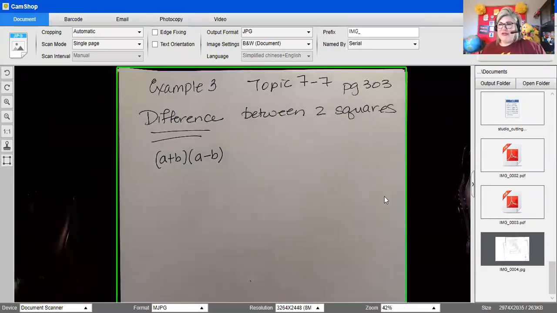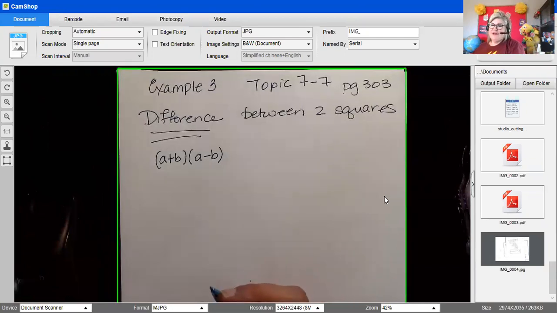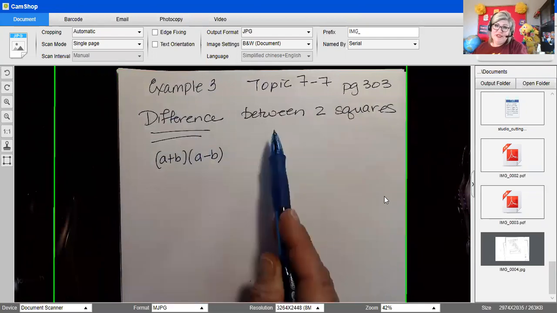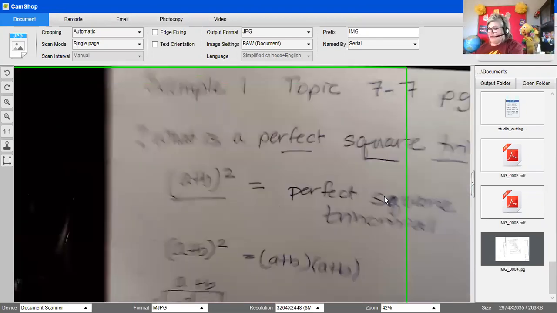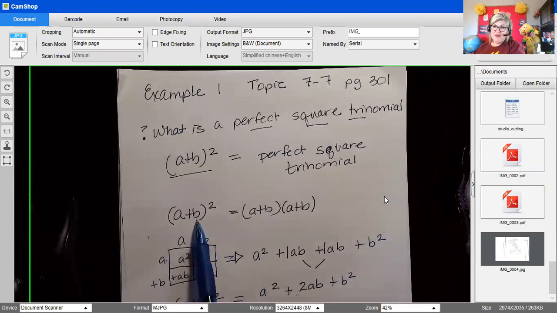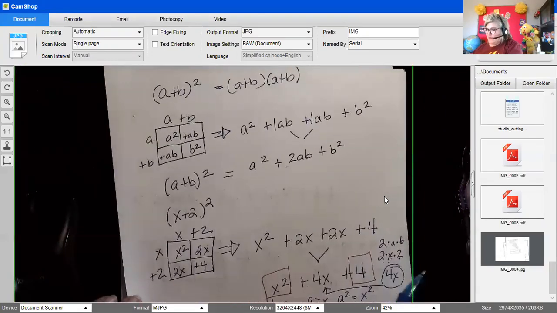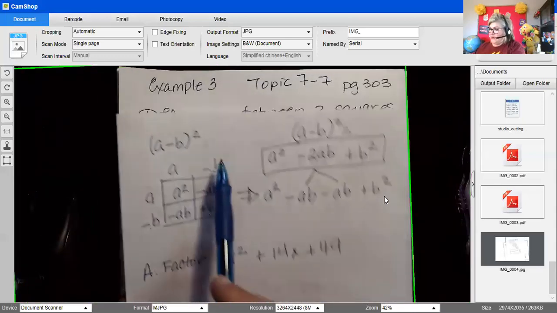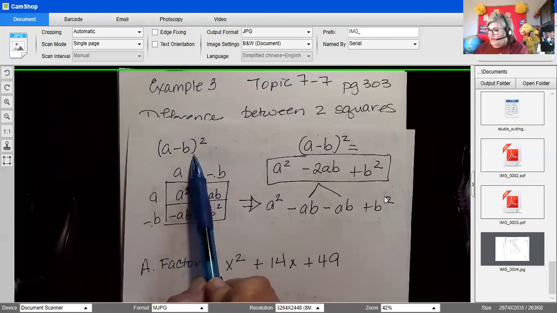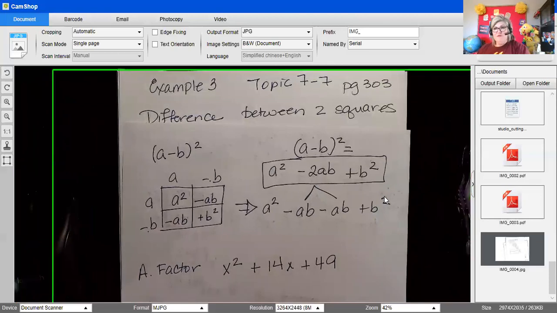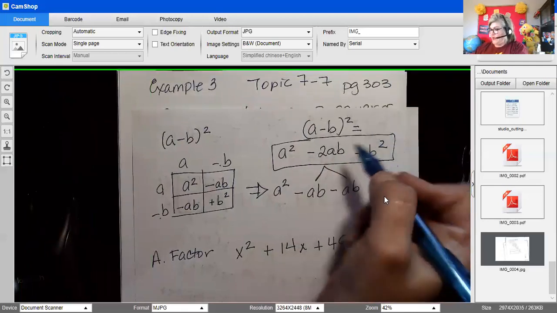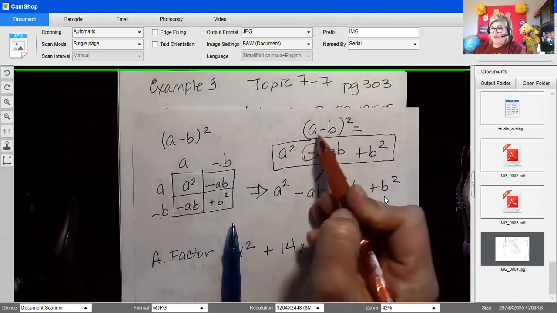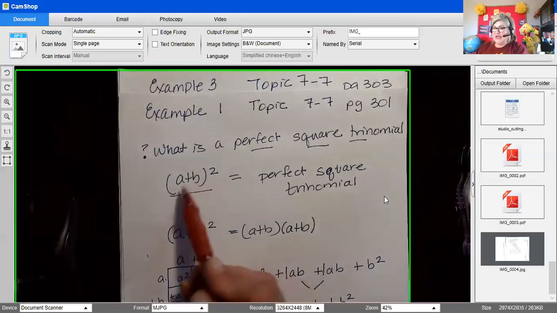Hello again. So now we are going to deal with example 3 on topic 7.7, and it's the difference between two squares. In our previous examples, we had (a + b) squared, and we also looked at (a - b) squared, and we saw that they follow a very specific model. They both follow a squared, 2ab, plus b squared, and it depends upon this sign right here as to whether it's (a - b) squared or (a + b) squared.